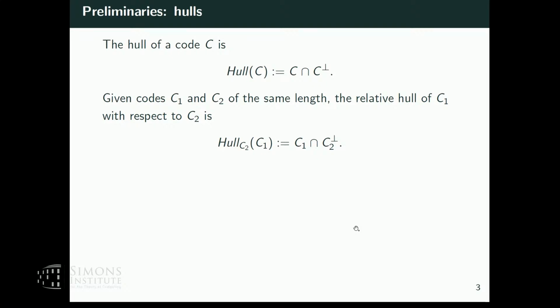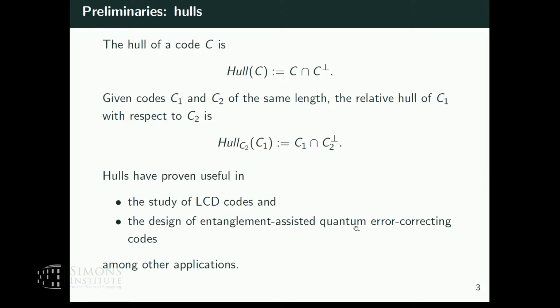And so if I have two codes of the same length, and all day today we're going to be binary, if I have two codes of the same length, then the relative hull of one code with respect to the other is just the intersection of one code with the dual of the other code. So that'll be a relative hull.